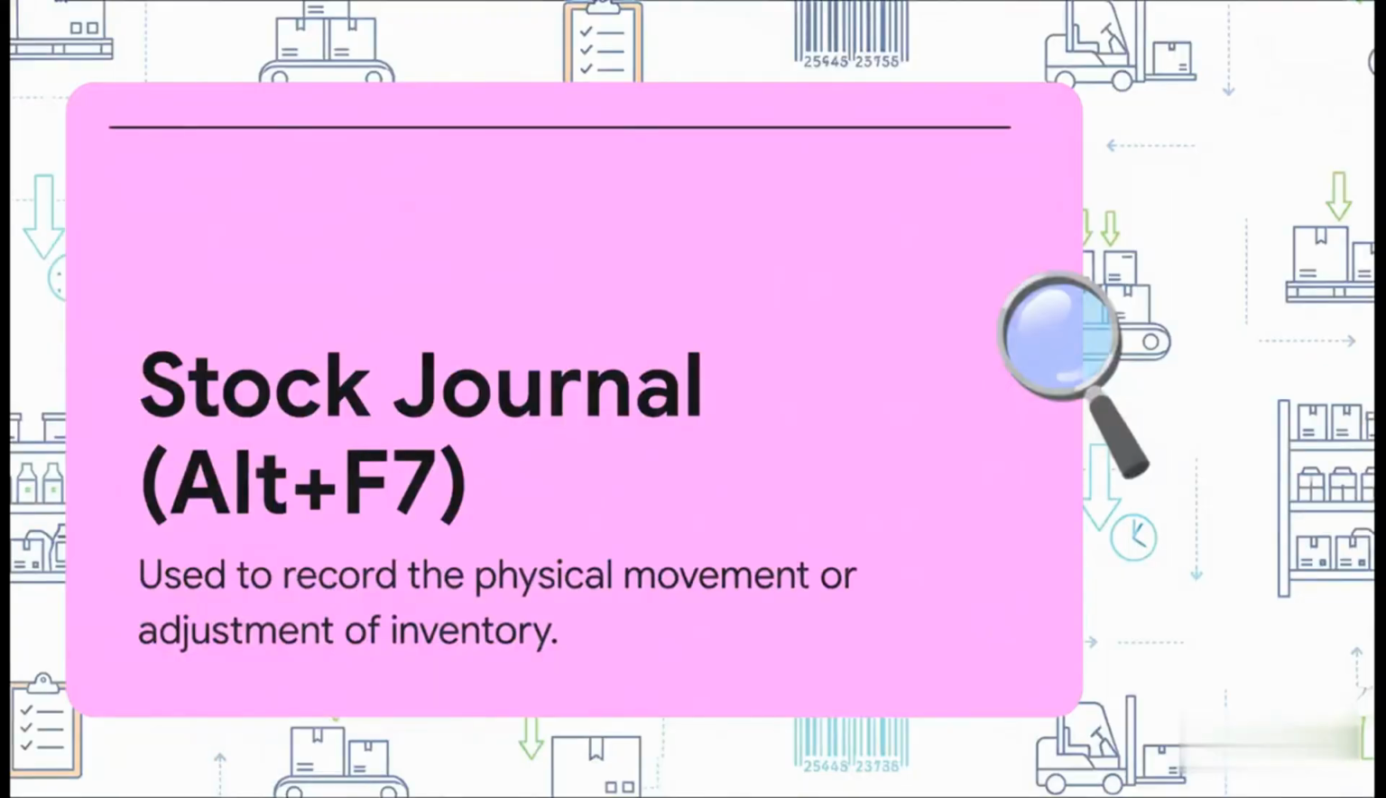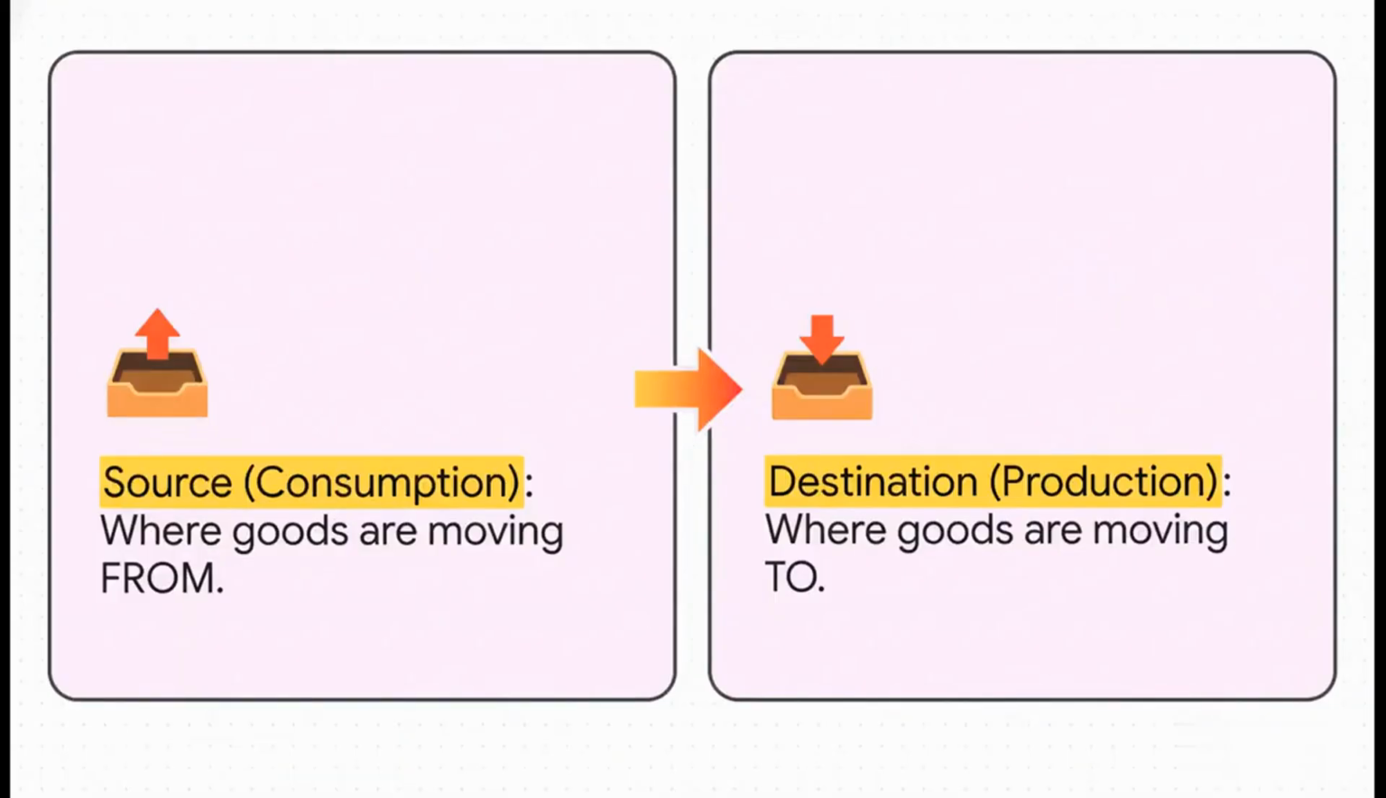Okay, next up, the stock journal. If the journal voucher belongs to the accountant, this one belongs to the warehouse manager. It has one job and one job only, to track the physical movement of your inventory. It doesn't really care about the money, just where the stuff is. And the secret to this voucher is its really clever 2-part structure.